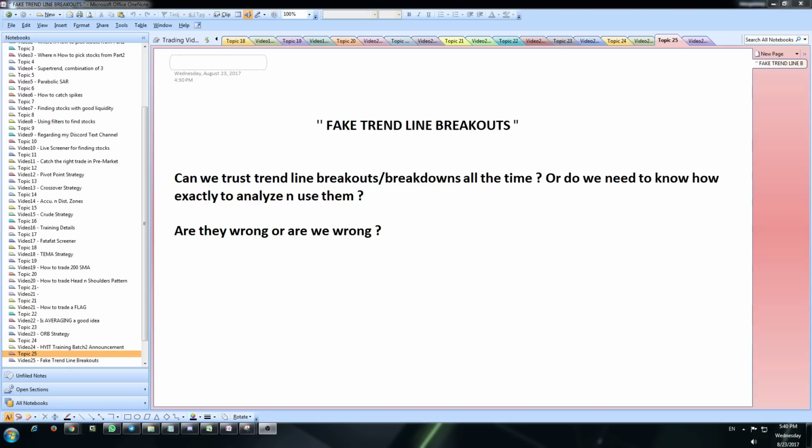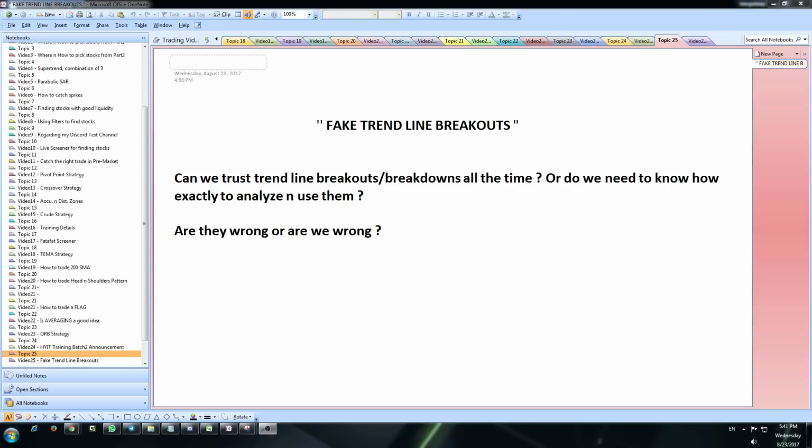Now, having that said, how do we trade with this? Normally what people do is, when there is an uptrend and the stock price breaks or closes below the trend line, they go short. And when there is a downtrend and the stock price breaks or closes above the trend line, they go long. Now, is that right? And if it's right, to what extent is it right?